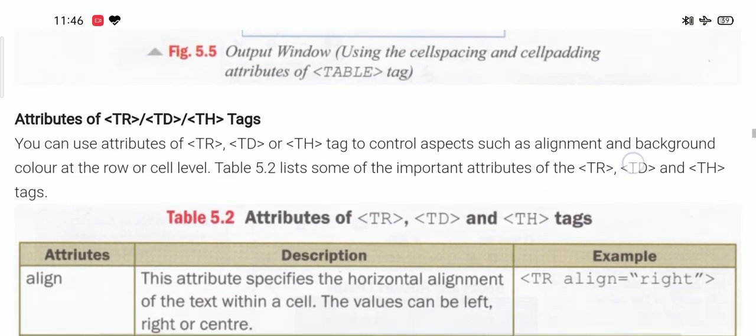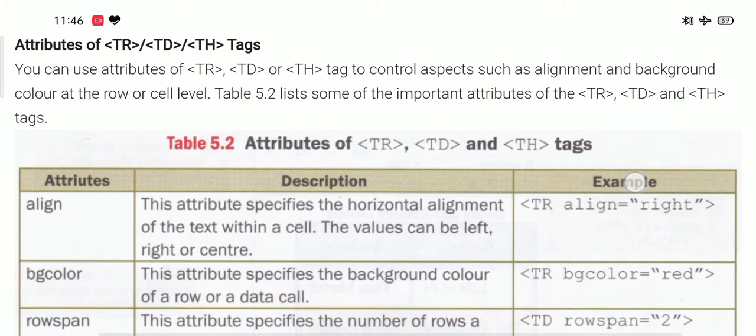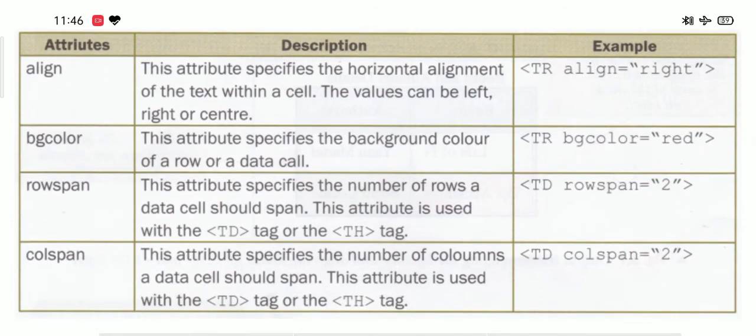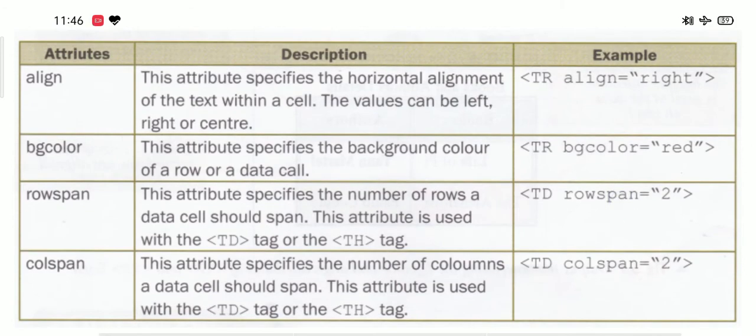Next one is attributes of tr, td and th tag. There are many attributes available in this, like align, bgcolor, rowspan, colspan. First one is align. This attribute specifies the horizontal alignment of the text within a cell.